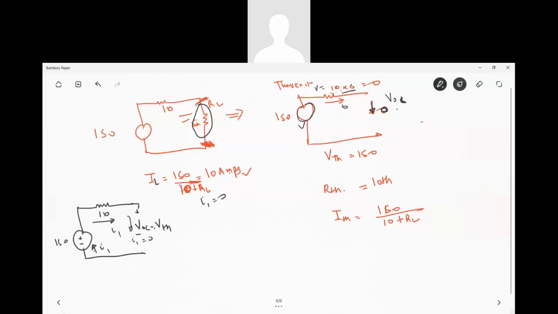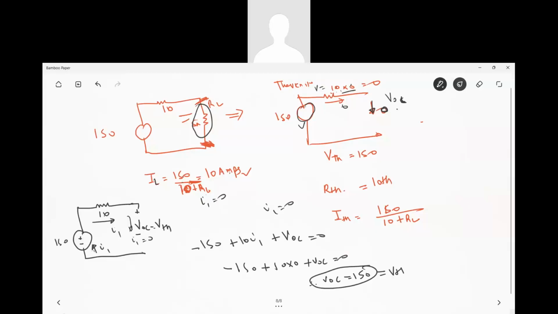Now you apply the KVL. It is entering minus, so minus 150, right? Here plus 10 into I1, right? Again here plus VOC, is equal to 0. But I1 is 0, so it would be minus 150 plus 10 into 0 plus VOC is equal to 0. So therefore, VOC value happens to be 150, correct? Which is nothing but your VThevenin value.